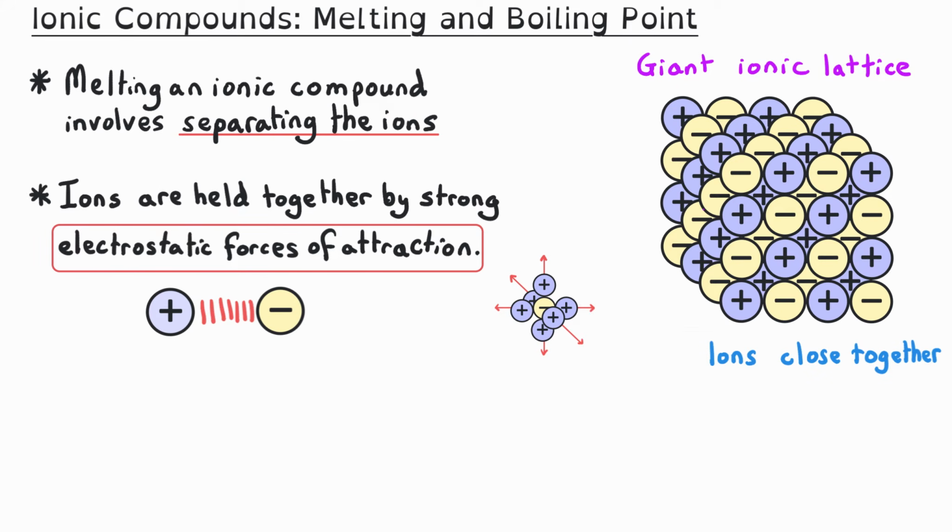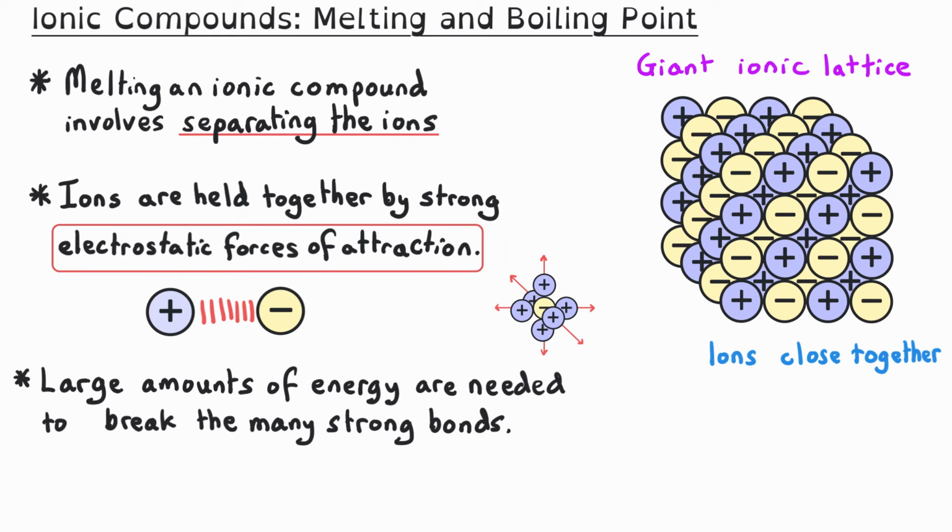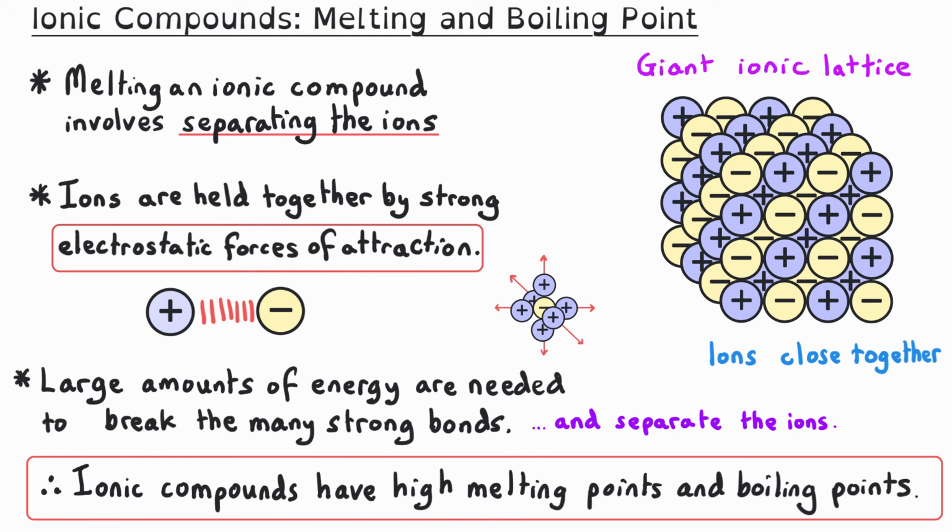And so that means that each negative ion, for instance, will have 6 positively charged neighbours. And there are billions and billions of oppositely charged ions in this three-dimensional ionic lattice, and so large amounts of energy are needed to break the many strong ionic bonds and separate out those ions. And as a result of this, ionic compounds have high melting points and high boiling points. So they only change from a solid to a liquid at a high temperature, and a liquid to a gas at an even higher temperature.